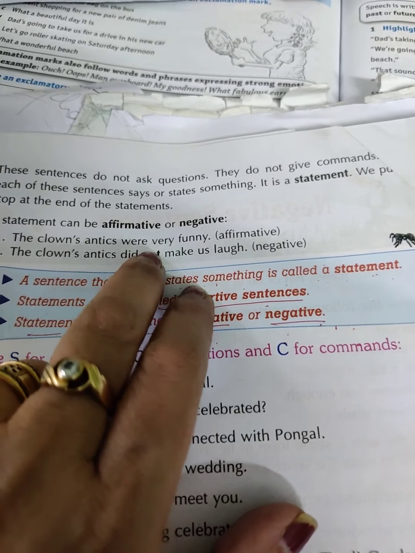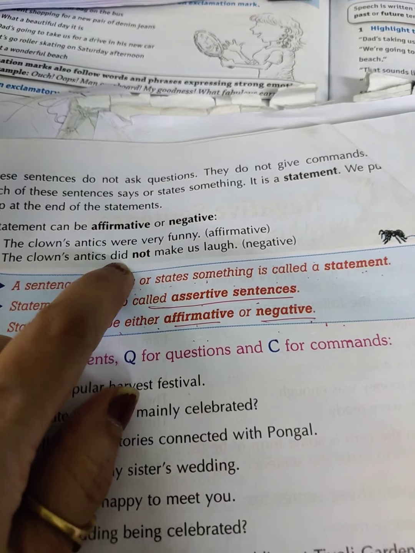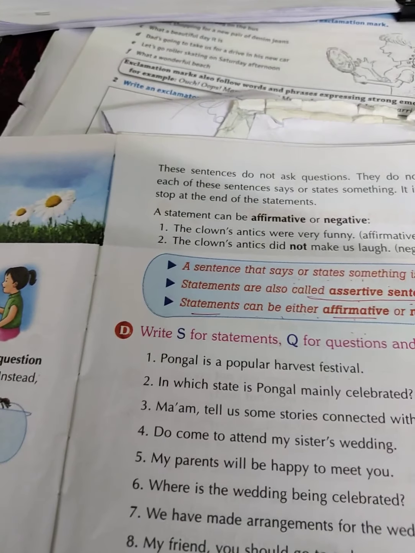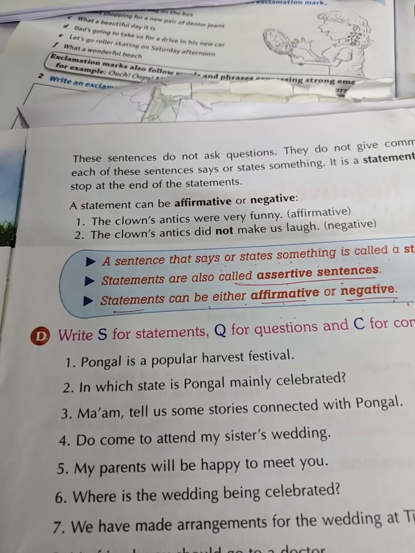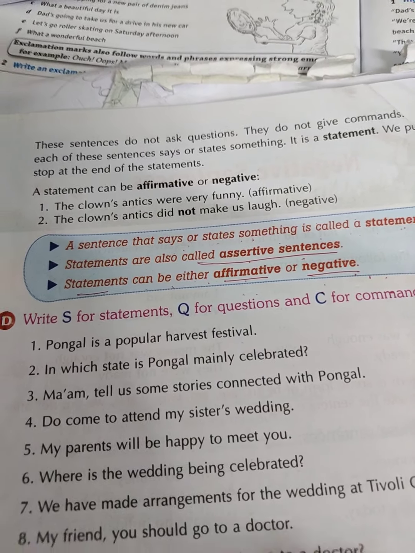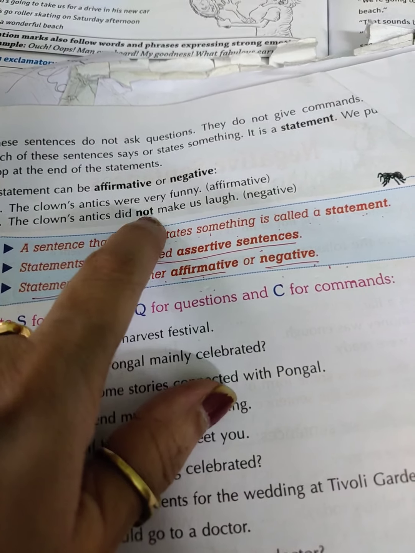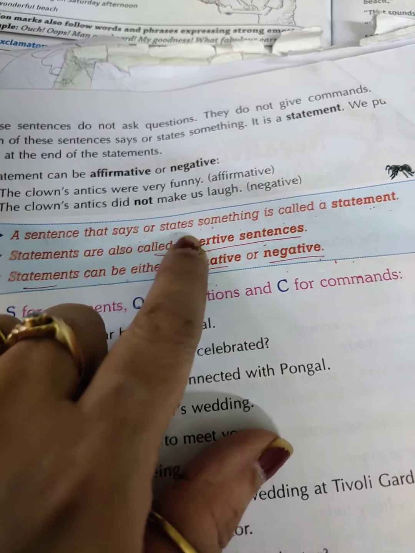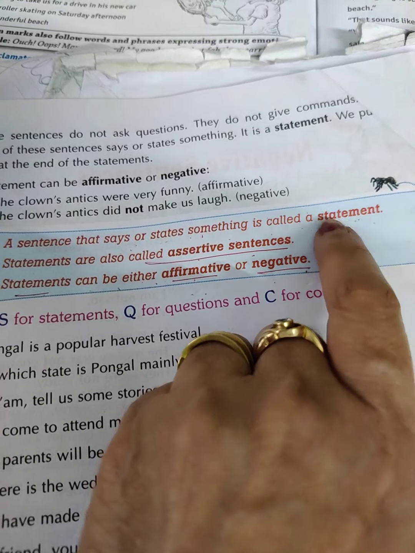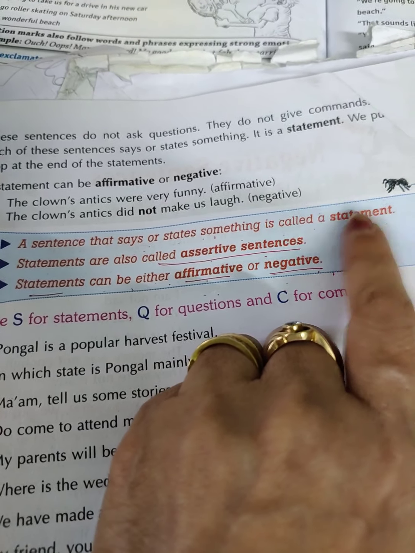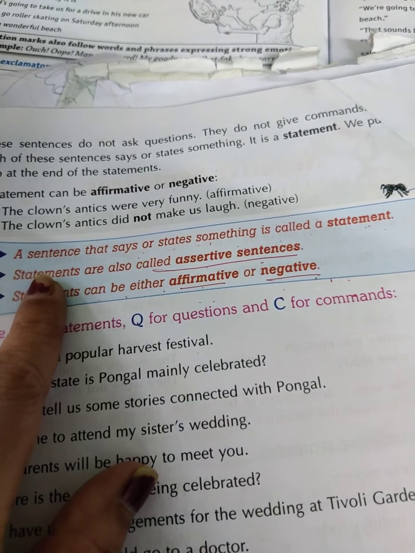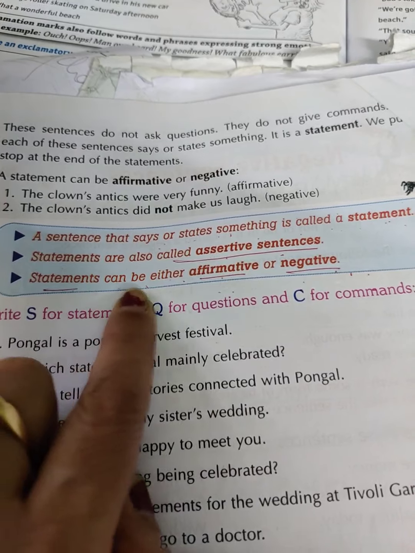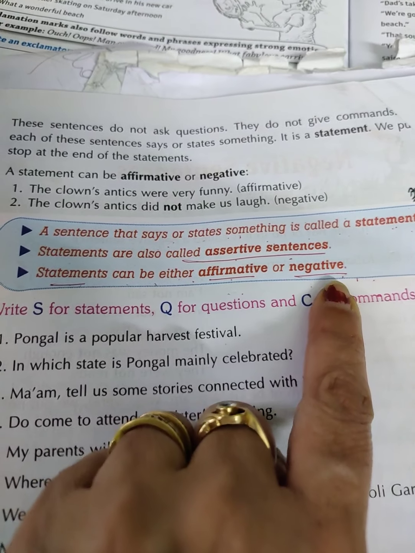When there is a not after the verb, that is called a negative. Is not, was not, were not, right? After the verb, you put not. The sentence that says or states something is called assertive. Assertive means you are certain about the sentence. So a statement is also called assertive, and a statement can be either affirmative or negative.